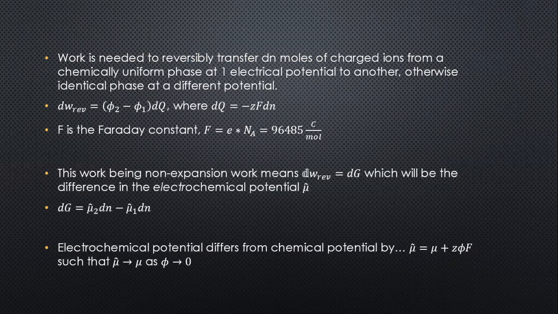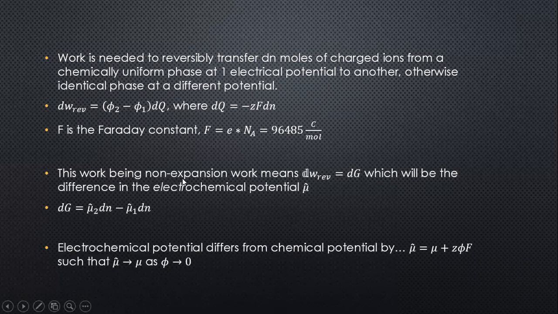Now this work is going to be the sum. The change in the work is going to be the difference between the electrical potentials, phi, of the two phases times the change in charge Q. Q is our negative number of electrons times Faraday's constant times the change in moles of the charged ions. And of course, Faraday's constant is the charge of an electron times Avogadro's number, which gets us into electron moles, or moles of electrons.